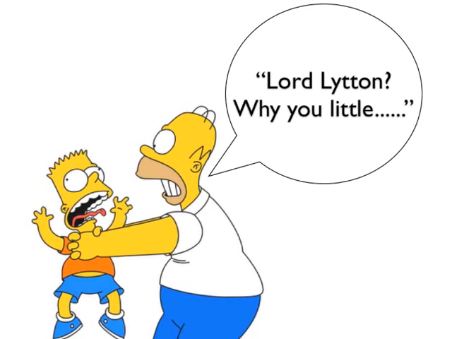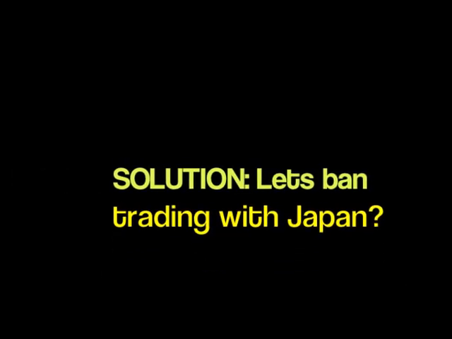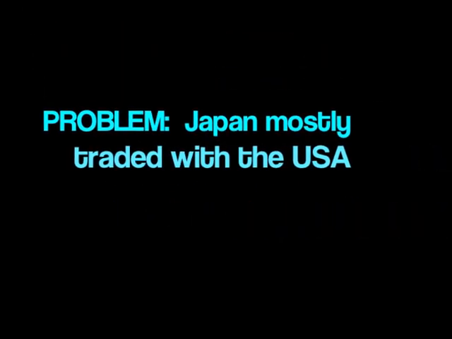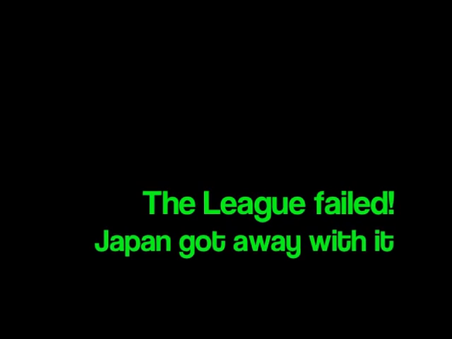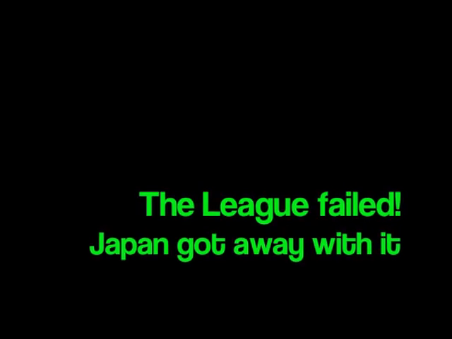The League wanted to ban all countries from trading with Japan, but it bought most of its goods from the USA, who was not part of the League. In fact, Britain actually wanted to stay friends with Japan, and without the threat of attack, Japan got away with it and simply left the League.